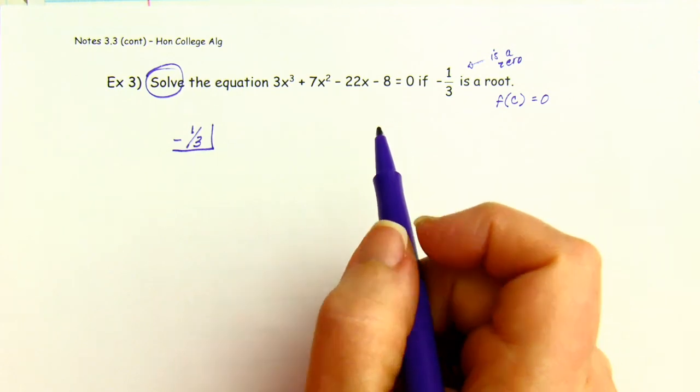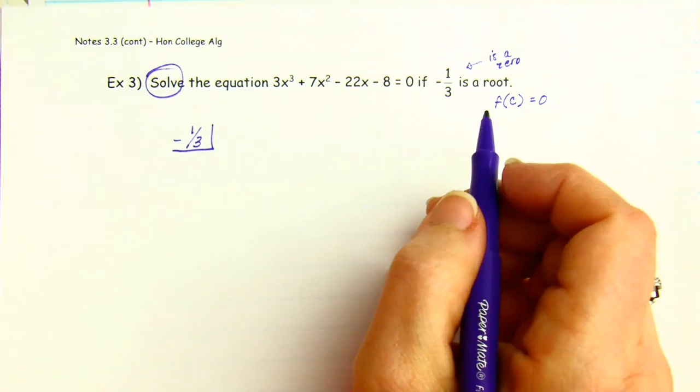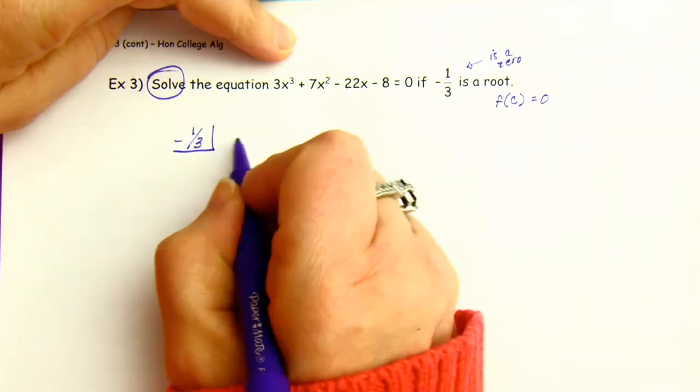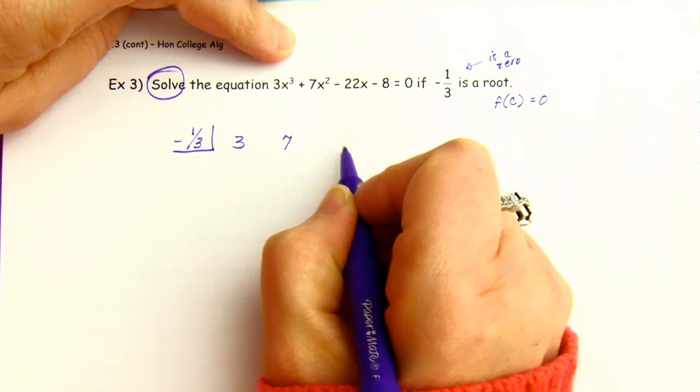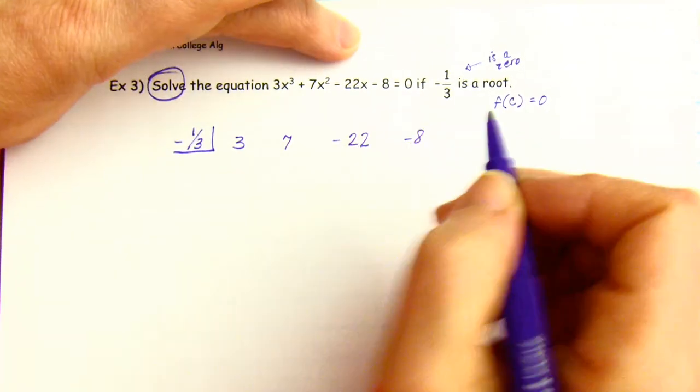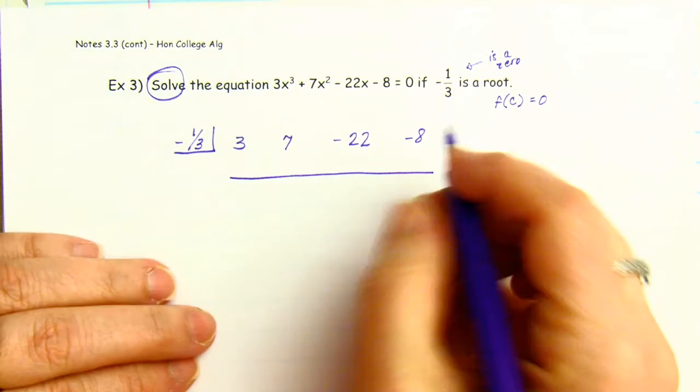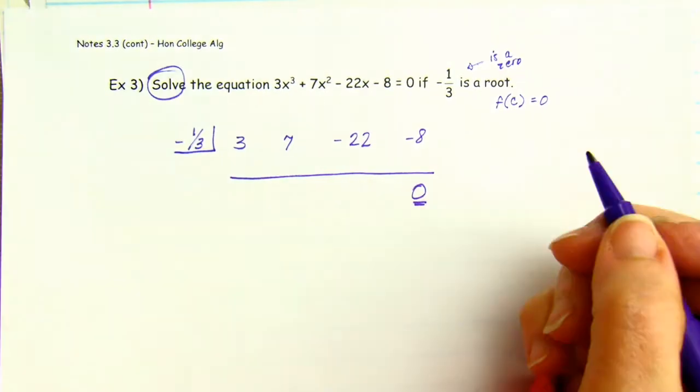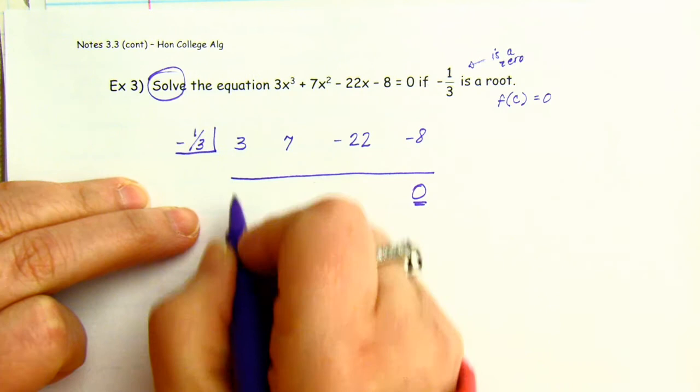All right, I want to verify that negative 1/3 is a root, aka it's a 0. So here are my elements from my polynomial function. I'm going to set up for my synthetic division. I'm expecting to get a 0 here. If I don't, something's wrong. Drop the 3.